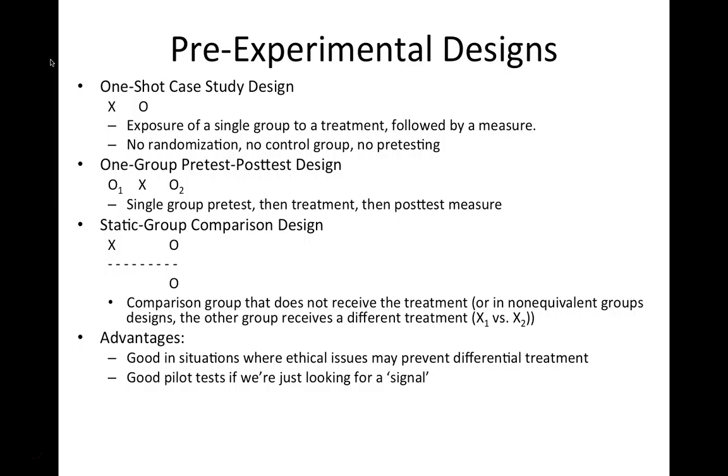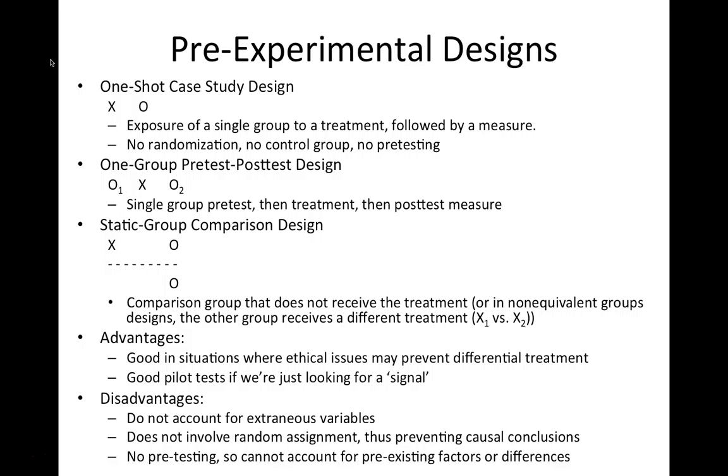And for pre-experimental designs, these are good in situations where ethical issues may prevent differential treatment. These may be good for pilot tests if we're just looking for a signal in some way that our manipulation or our intervention might be effective. And we may just want to do a very simple, very straightforward assessment of that intervention or manipulation to see if we're getting any sort of effects at all. And then we can move forward and do more complex tests of that manipulation or intervention later on, once we feel somewhat more confident that we're going to get something, that we're going to have a signal there.